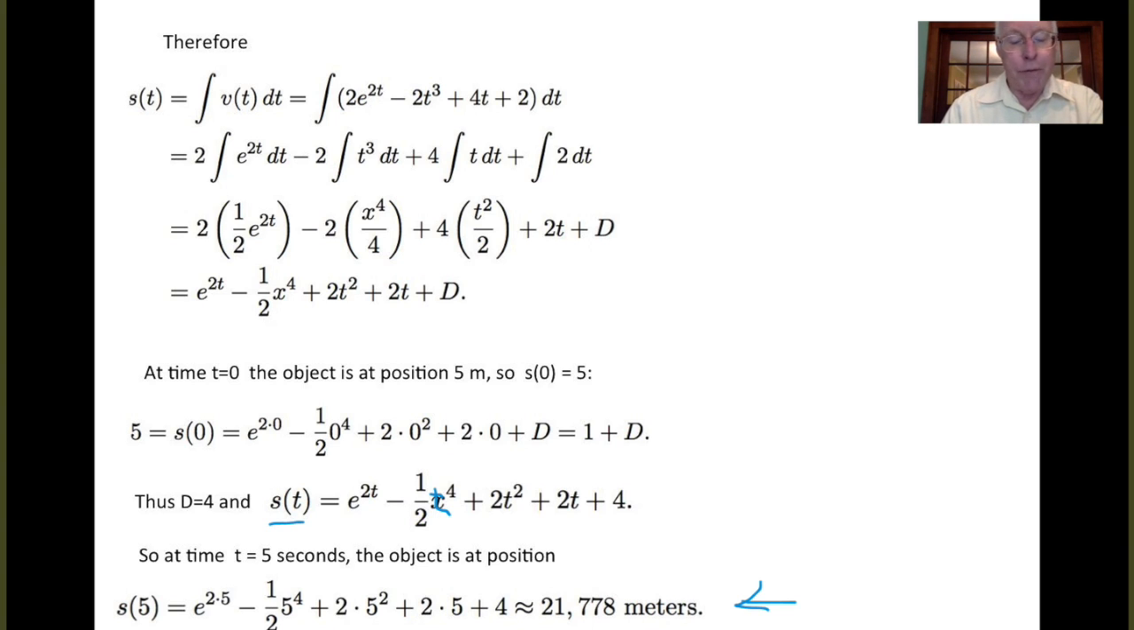So this concludes our video. Please study up on those antiderivatives of elementary functions in your book. Don't forget to add the plus c, and watch for initial conditions, such as in this last example, to help you find the value of the constant should you need it.